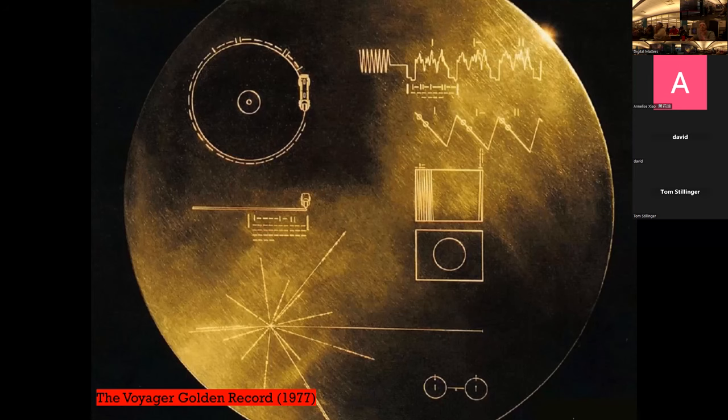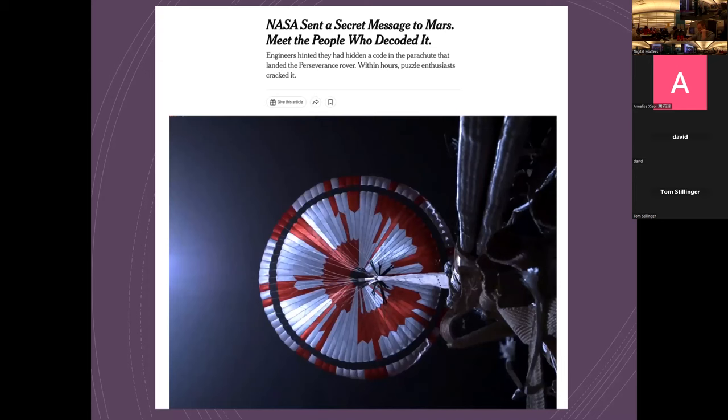So this is the kind of golden record that's meant to encapsulate Earth's culture and civilization sent on the Voyager mission in hopes of an alien life form being able to decipher what we're all about from this record. I don't know how effective it would be, but we still like puzzles.